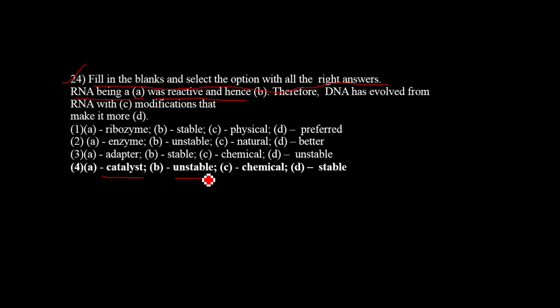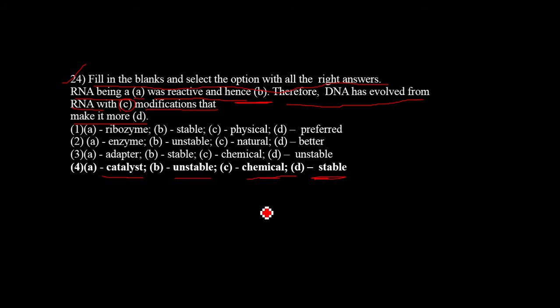Because of the catalyst property, RNA is unstable. So B is unstable. Therefore, DNA has evolved from RNA with chemical modifications. Here C is chemical modification that makes DNA more stable.